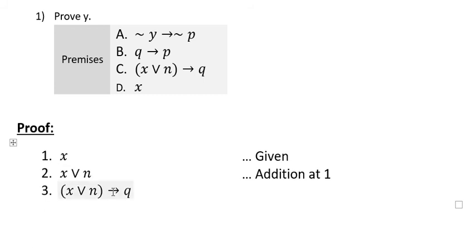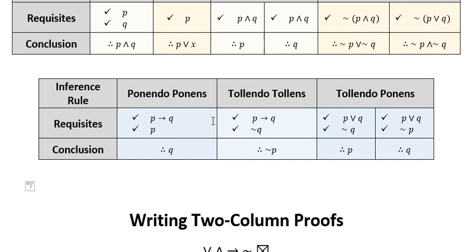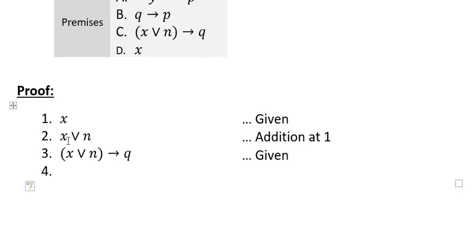I'm gonna put the conditional, but how can I tell that the conditional is true? Because it's given on the premises, it's the third one, so no problem if I put it in the proof. Now, I have a conditional and I have the first part. That will be ponendo ponens. I have a conditional and I have the first part. So what happens if you have the first part? I can copy the second one. I have the first part, so I can copy the second part alone.